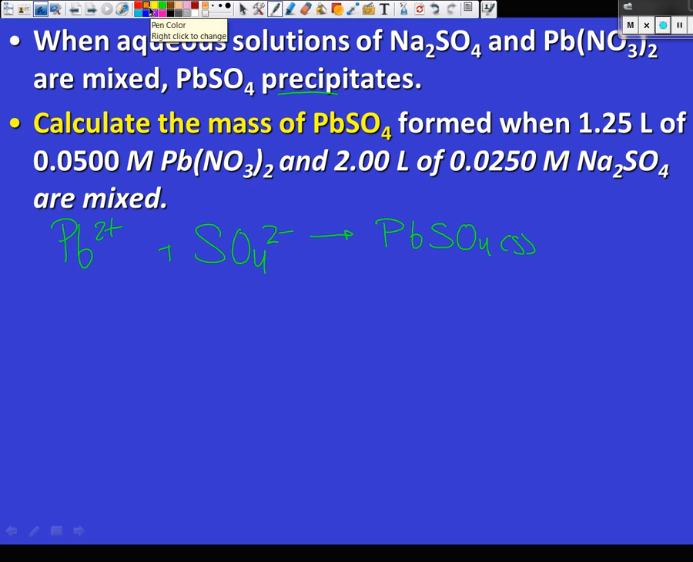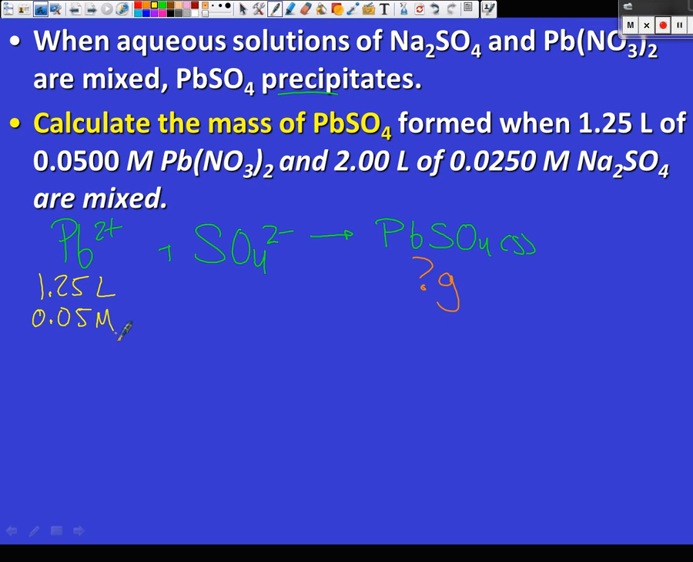What is the question? Okay. So would you all agree that this is fair to write? That's my question. Now let's look at the data they gave us. They gave us 1.25 liters of a 0.05 molar solution of Pb(NO3)2. Who does that belong to? Where does that go? The lead ion, right? It's the reactant.